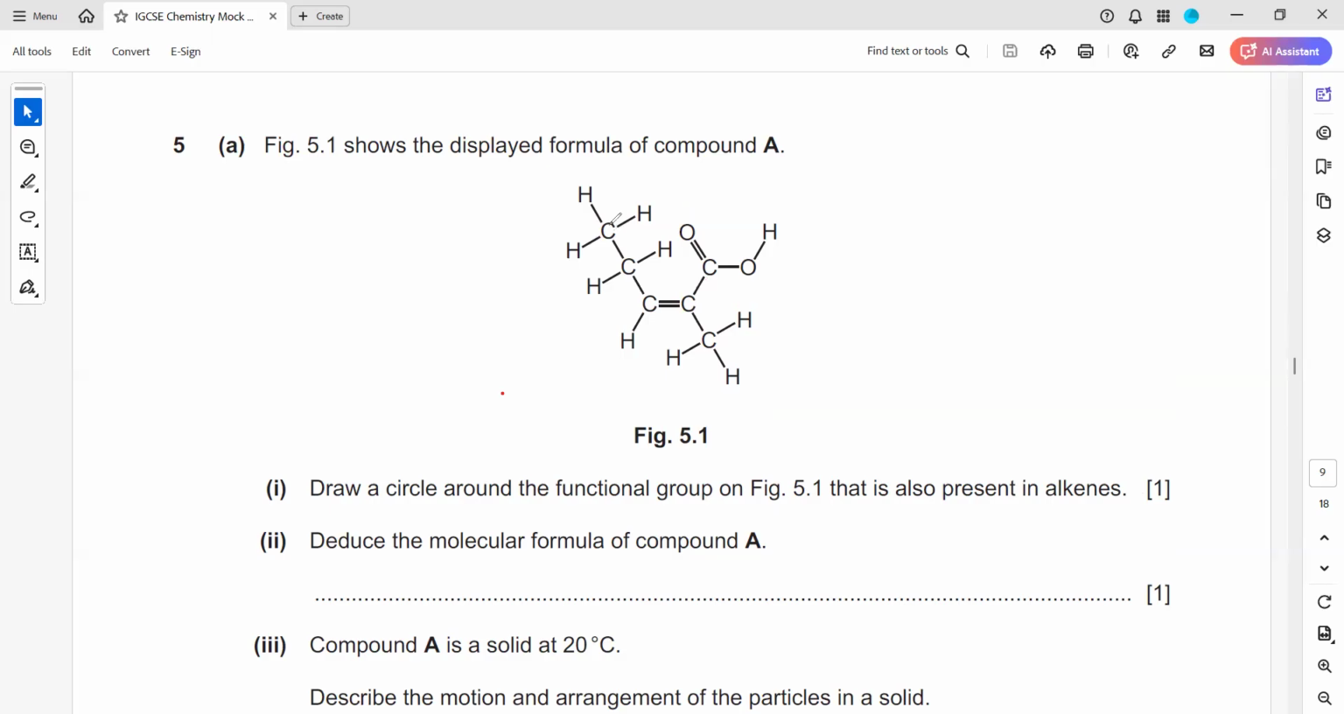So how many carbon atoms are there? 1, 2, 3, 4, 5, 6. So C6. How many hydrogens are there? 1, 2, 3, 4, 5, 6, 7, 8, 9, 10. And how many oxygens are there? 2. So C6H10O2. This is the molecular formula. In a molecular formula, we just have to count the atoms. It's not about the bonds. C6H10O2.